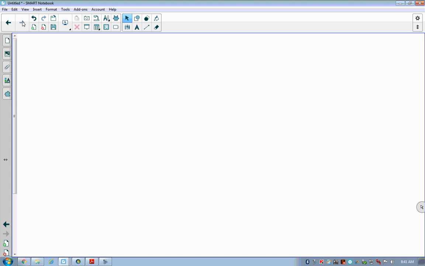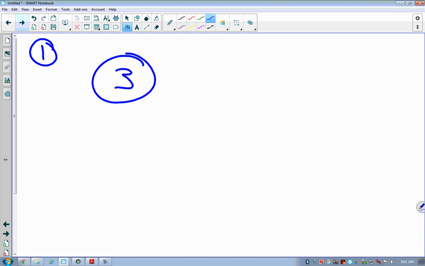All right, question number 1. How many non-coplanar planes define space? 3. It's 3. Should be 3. 3 non-coplanar planes define space. We live in 3-dimensional space. Just consider that. When you think about space, think 3 dimensions, 3 non-coplanar planes.